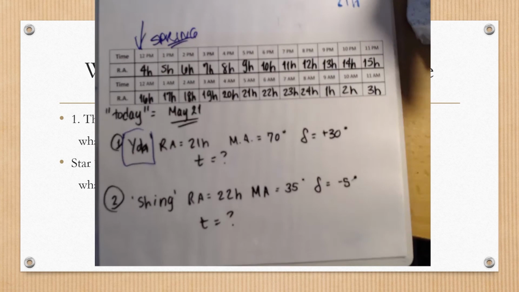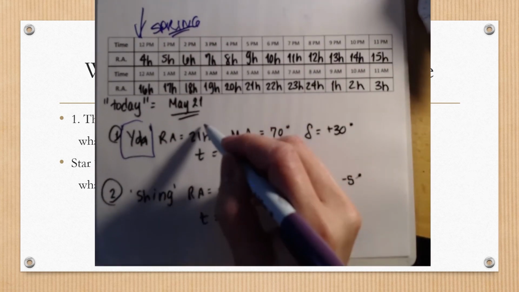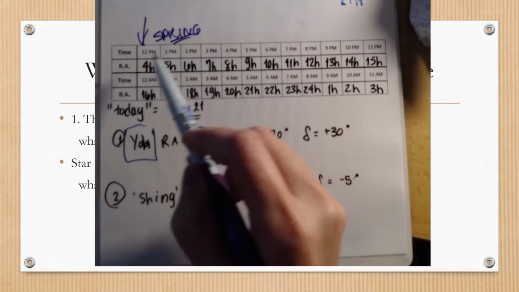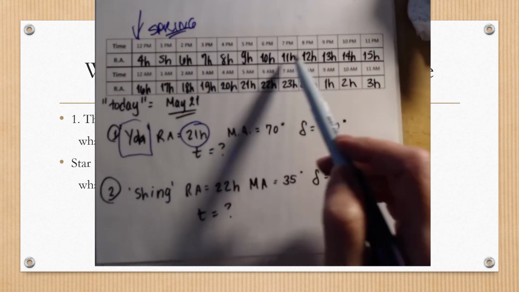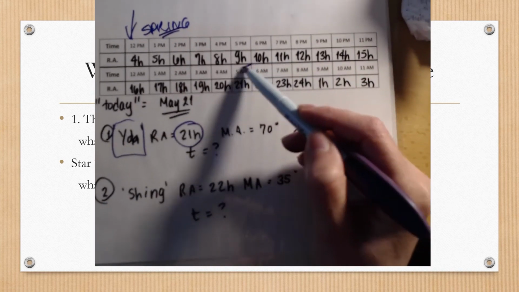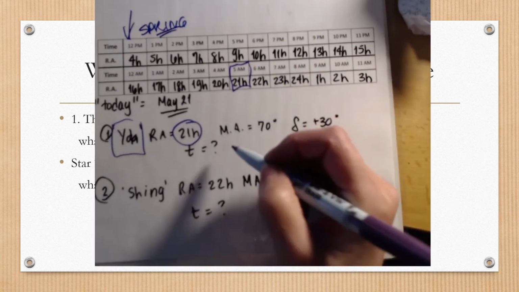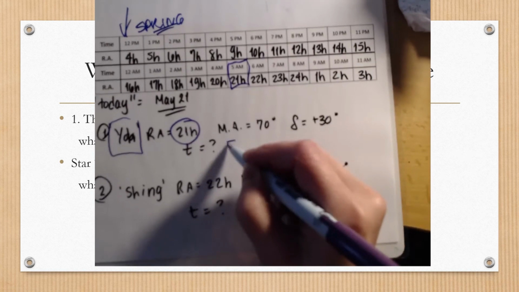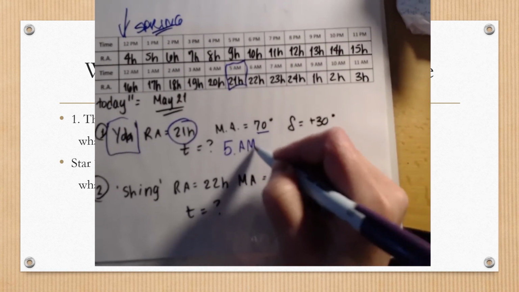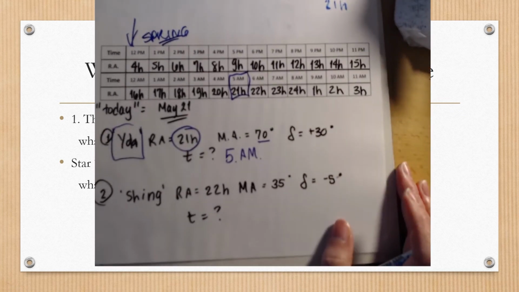We're going to see something very different. So let's start with the right ascension for Yo, which is 21 hours. So we start at 4, 5, 6, 7, 8, 9, 10, 11, 12, 13, 14, 15, 16, 17, 18, 19, 20, 21 hours. At this time, we are going to be at our maximum altitude of 70 degrees at 5 a.m. This is right before the sun rises.